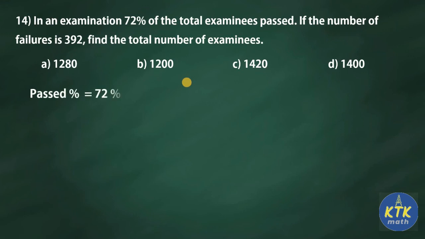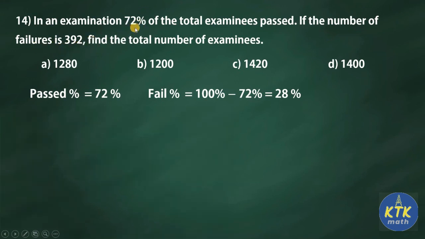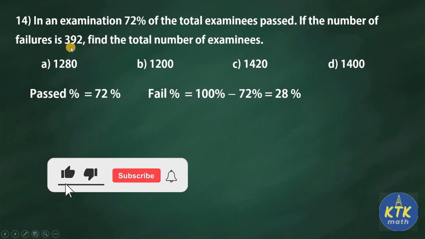First, what they gave is the passed percentage. Passed percentage is 72. So if the passed percentage is 72, what about the failure percentage? It is nothing but subtracting it from 100. So 72% pass means 28% fail. Why are we finding the failing percentage? Because they gave the number of failures only. I cannot compare this 72 with 392, because 72 is the passing percentage and 392 is the number of failures. I can't compare these two, so I am finding the fail percentage.